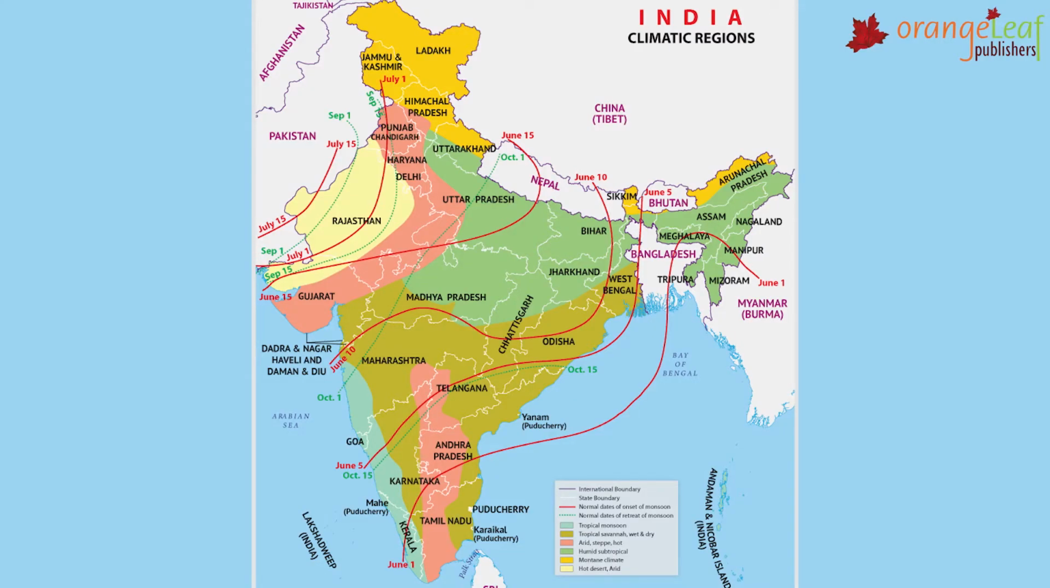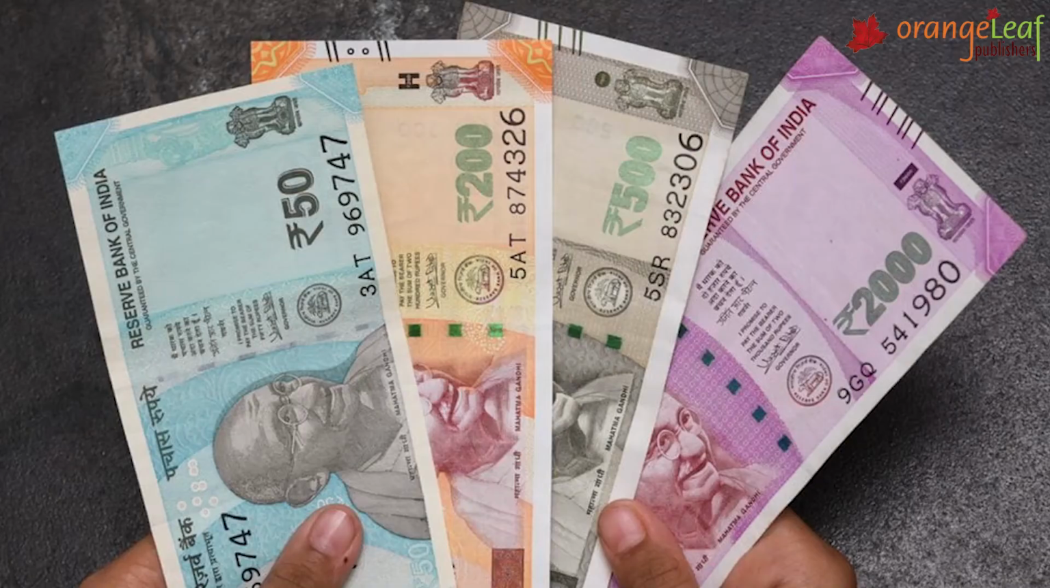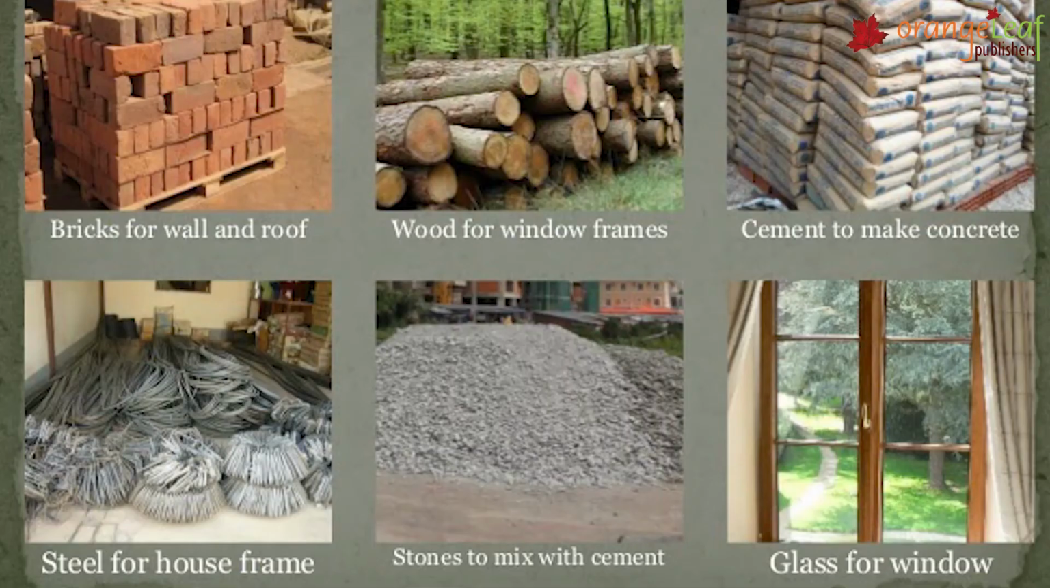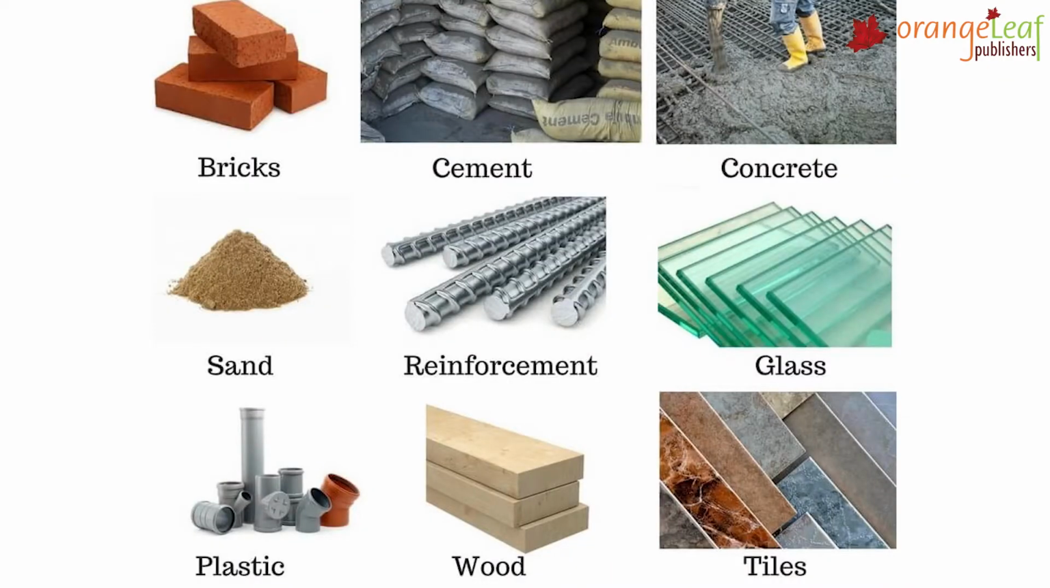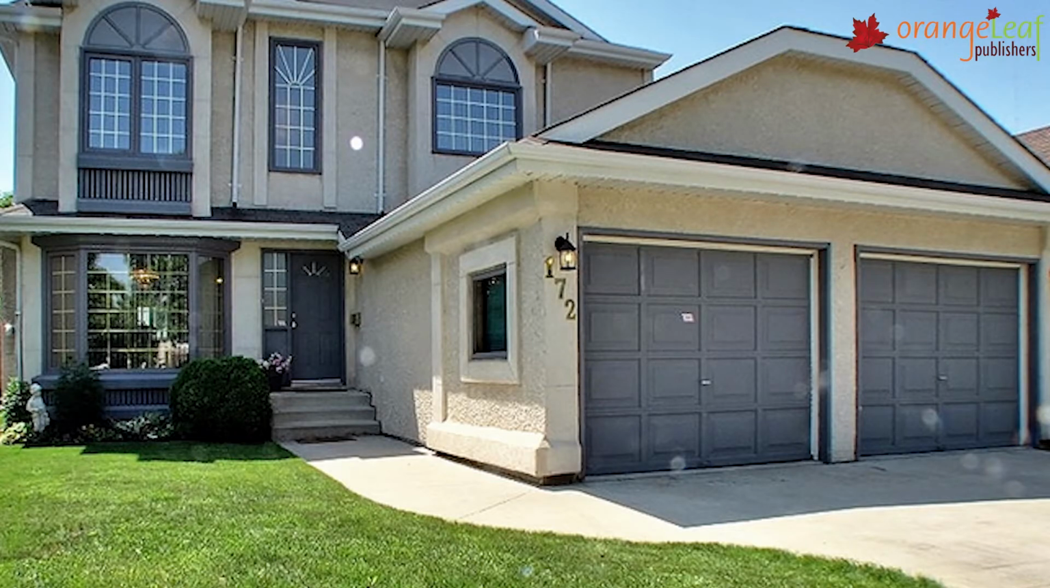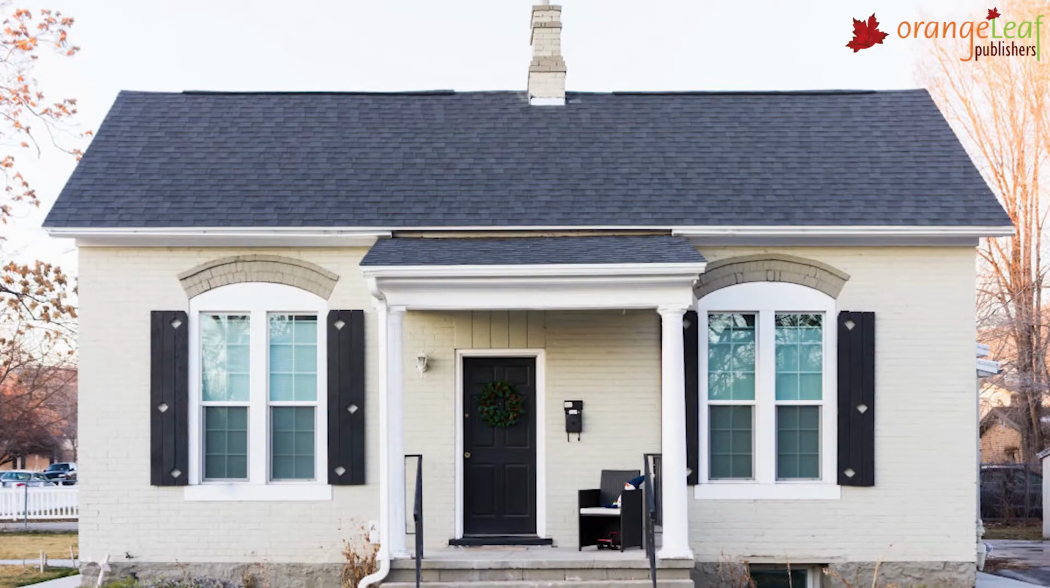Different types of houses. People in different areas live in different types of houses. The location and climate of a place, the economic condition of the people, and the materials available locally determine the type of house they live in. Houses are built with various kinds of materials. Some houses are big while some are small.